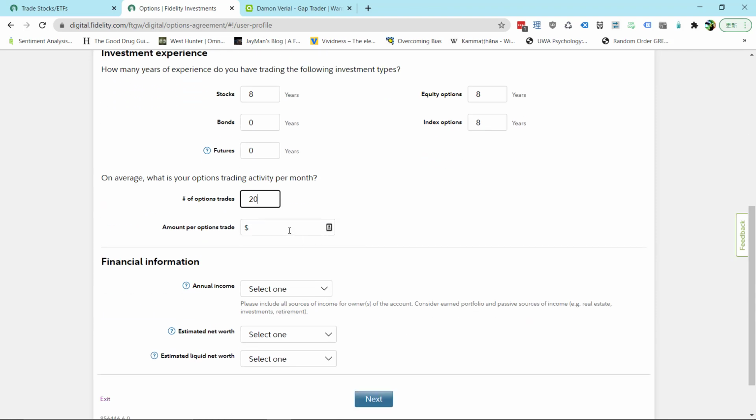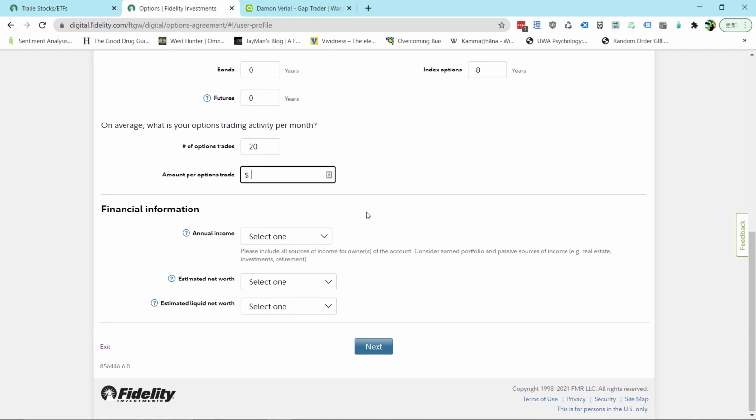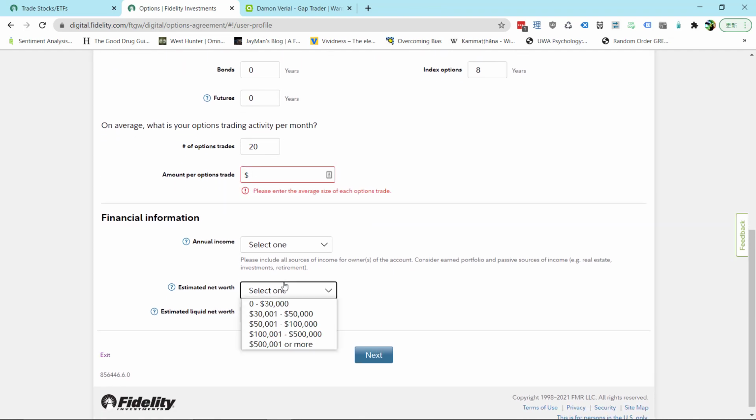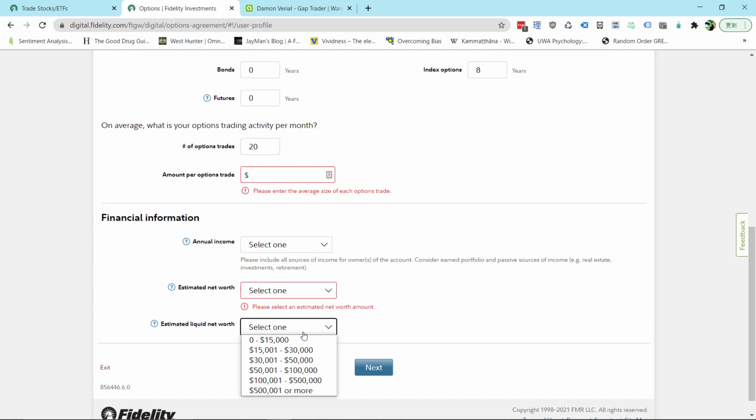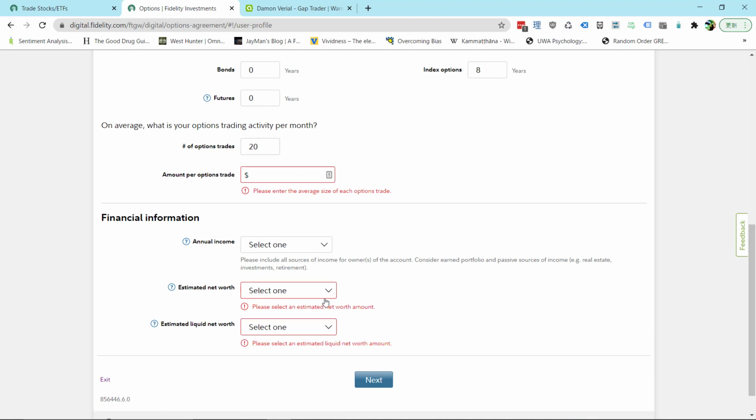And amount per options trade, this doesn't really matter either. Most important is going to be net worth and liquid net worth. You're going to want to figure out what these are and kind of highball it. Again, I'm not saying to lie, but this stuff is pretty important because when you're trading options, there is a higher risk of losing a lot of money. Not when you're buying options. When you're buying options, the money you put into those options that are bought, that's the amount of money that you can potentially lose. But if you're selling options, you could lose more money than what's in your account.